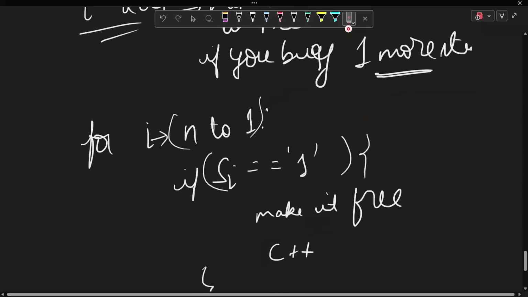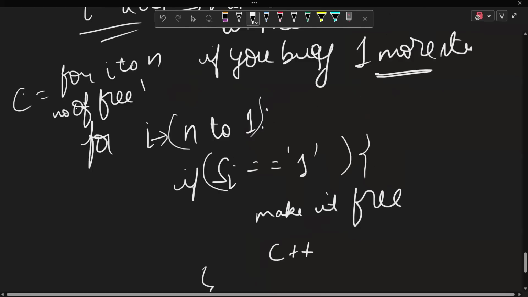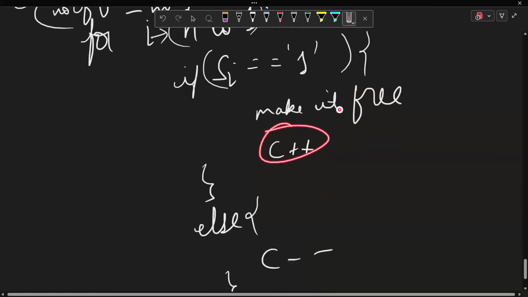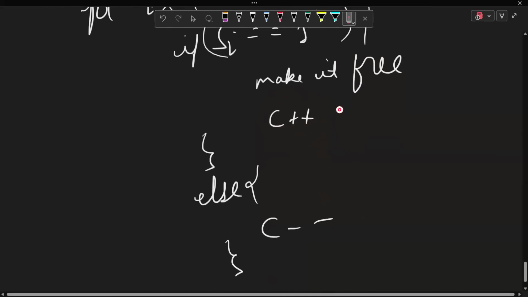So what is happening whenever I'm at some i? C is just keeping the counter, from i to N, of the number of free items minus the number of not free items. That's all it's keeping. On every free item I'm doing C++, on every not free item I'm doing C--. So it is the difference between the number of free items and the number of not free items.